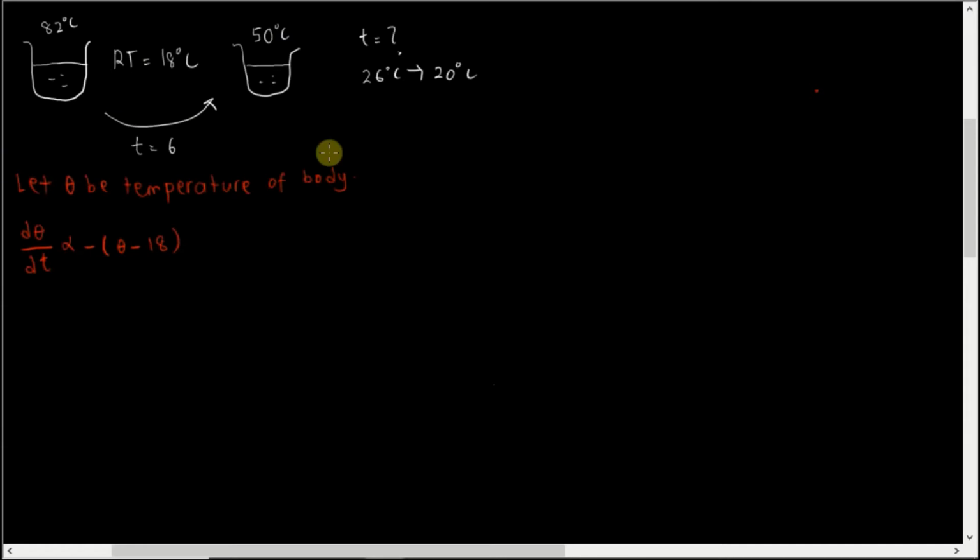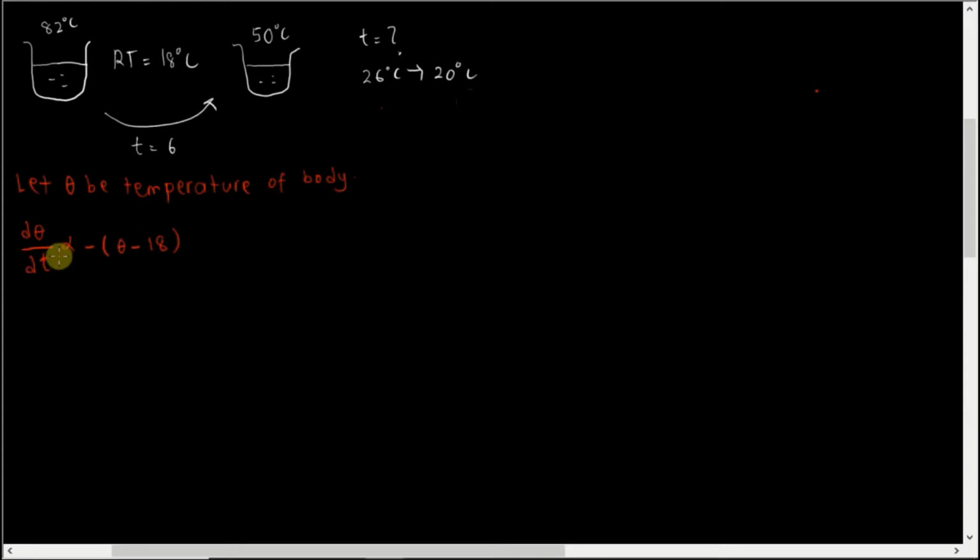Okay, so if you read the question, what I can conclude is that there is a beaker, and then there's hot water, and the room temperature is 18 degrees Celsius, and the water is 82 degrees Celsius. After 6 minutes left in that room, the water in the beaker becomes 50 degrees Celsius. And the question asks, what is the time taken for the temperature to go from 26 degrees Celsius to 20 degrees Celsius?